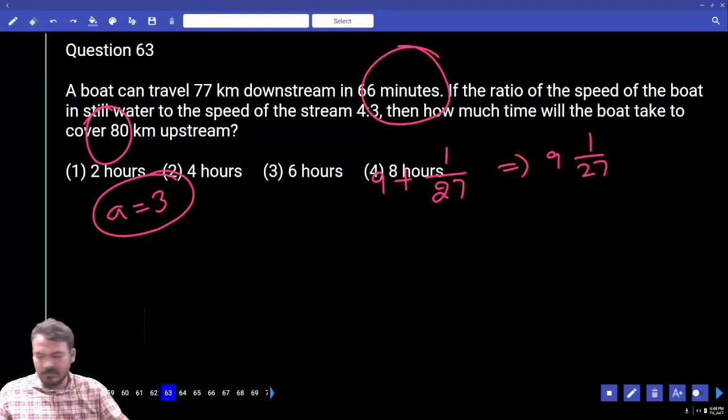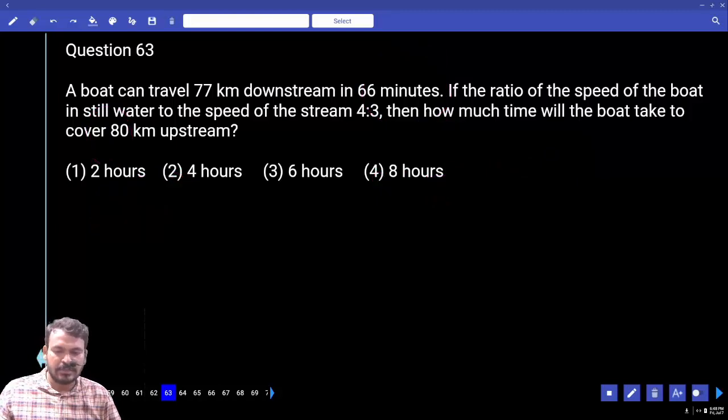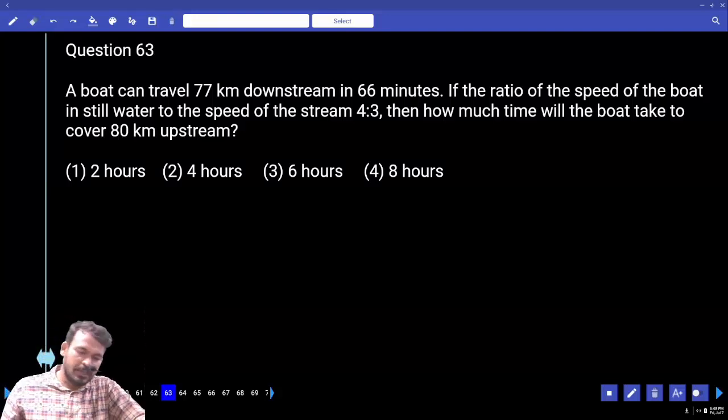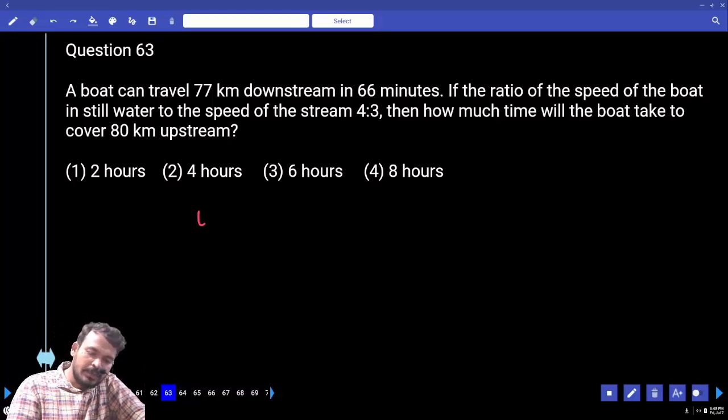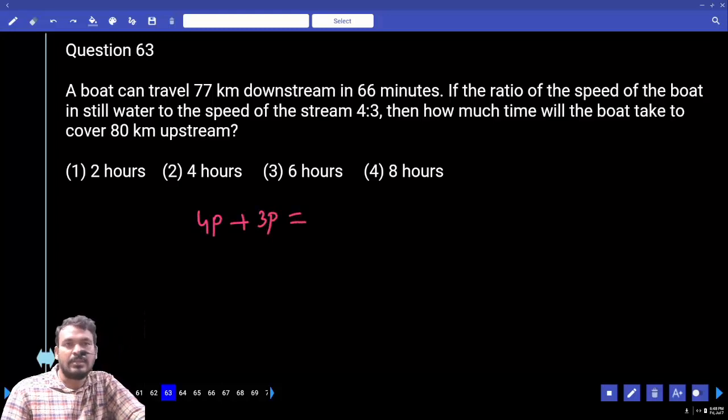Next is 63. A boat can travel 77 kilometers downstream in how many minutes? 66 minutes. The ratio of the speed of the boat in still water to the speed of the stream is 4:3. What is the downstream speed? M plus S or M minus S? M plus S. M represents 4 parts, S represents 3 parts.